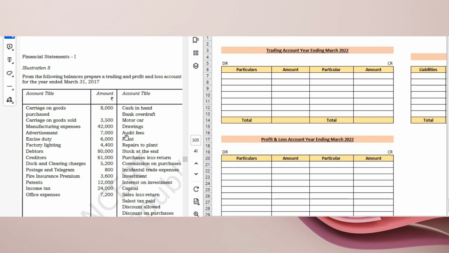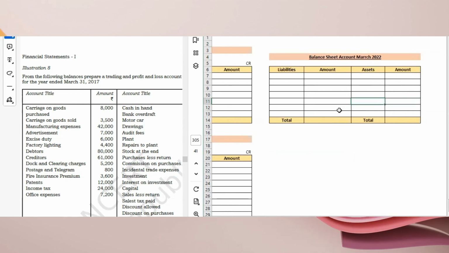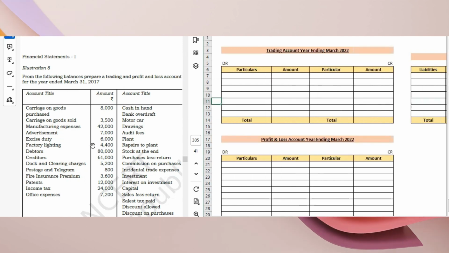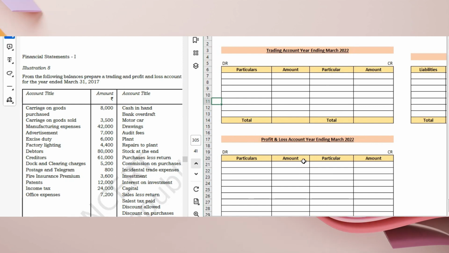Okay, first things first. I have a copy here with three accounts: one is your trading account, one is your profit and loss account, and another one is your balance sheet items. Here we have all the trial balance data as of 2017 for this account. We will discuss the first item, carriage on goods purchased. Carriage on goods purchased is nothing but your transportation expenses, so it will come in the trading account.